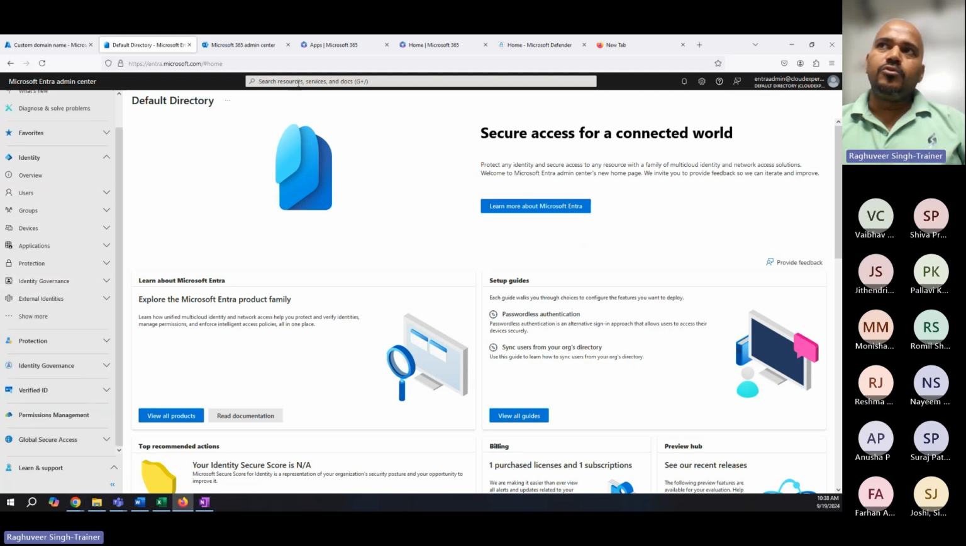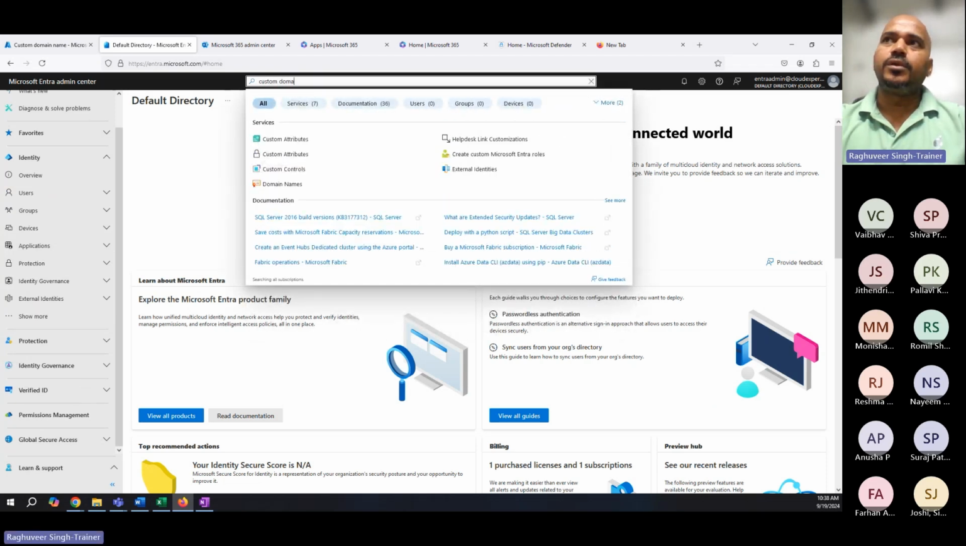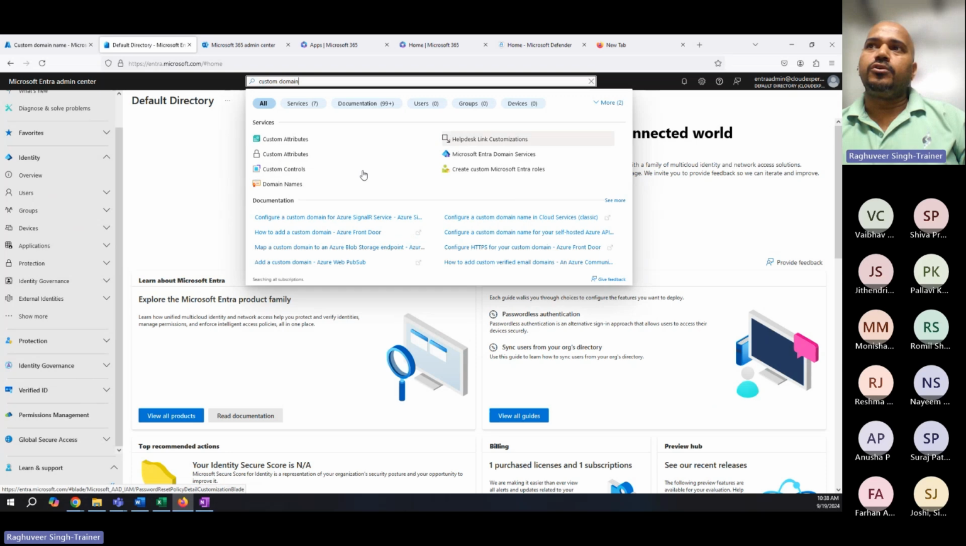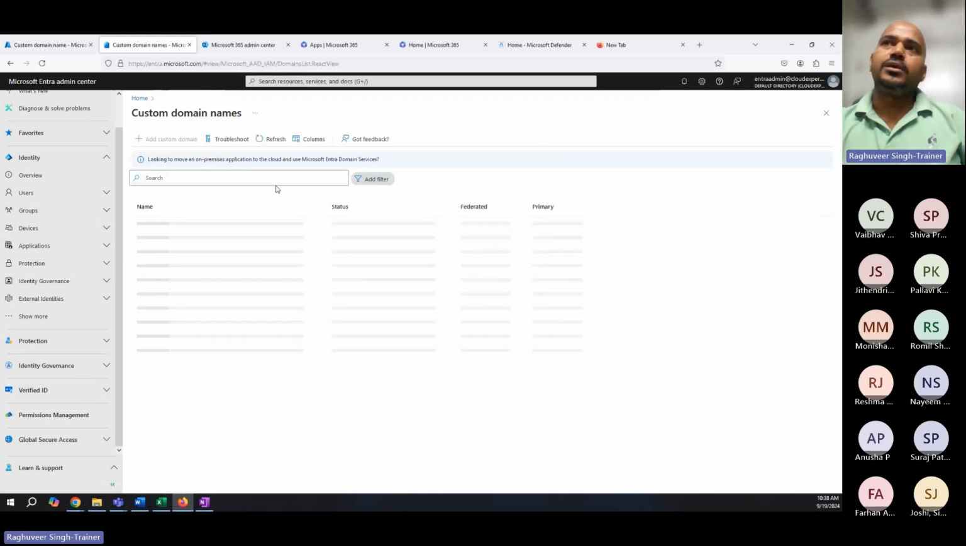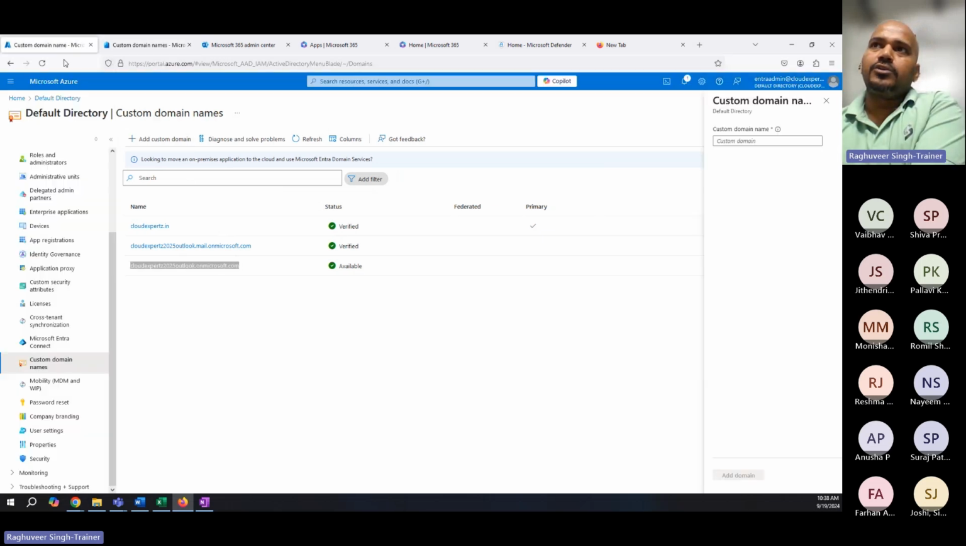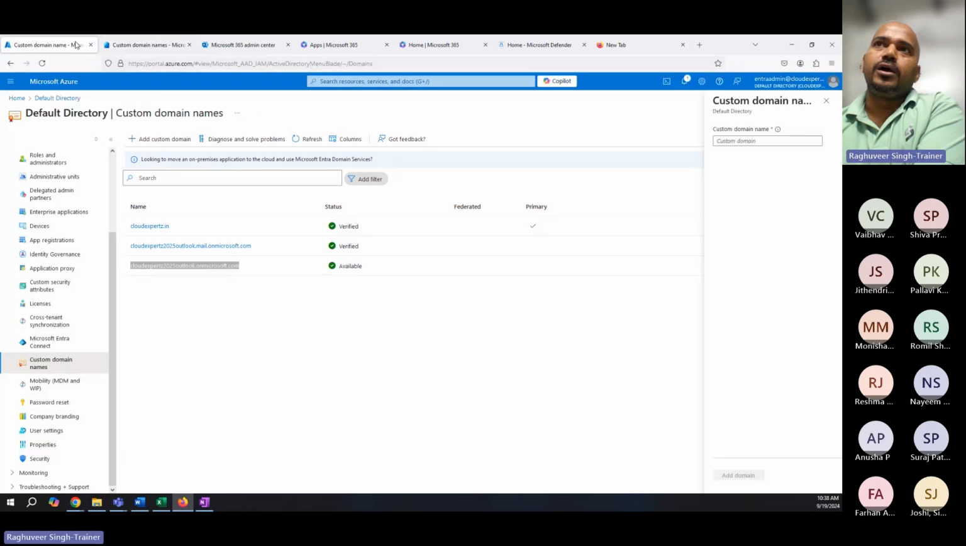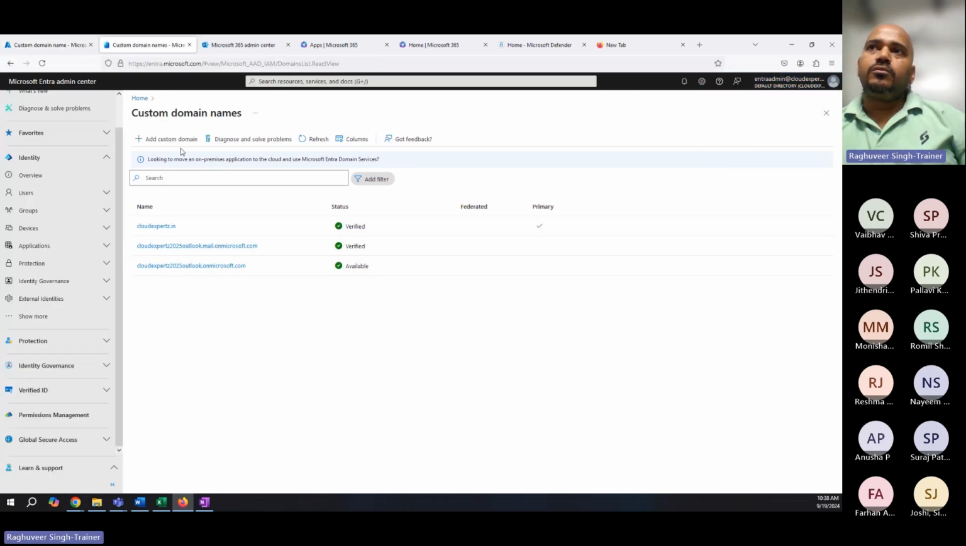No worries. You have a search bar. Just type custom domain here and it will directly show you the option, Domain names. Just click here and it will take you to this window. You can verify the UI is the same here and in the Azure portal. There is no difference in the UI, so you can use either. You basically click on add custom domain.